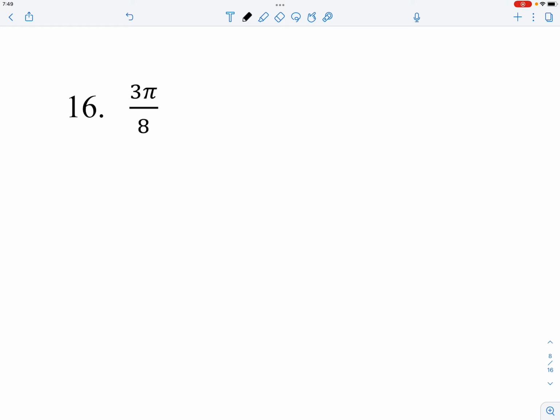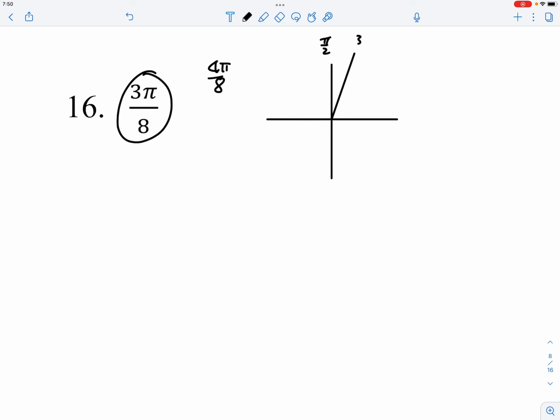Okay. All right, same deal over here. This is 3 pi over 8. Now, as we said in class, you can compare this with 4 pi over 8. This is actually pi over 2. Well, we know pi over 2 is over here. But 3 pi over 8 is less than 4 pi over 8. So we would say that 3 pi over 8 is somewhere right here. Okay, that's 3 pi over 8.